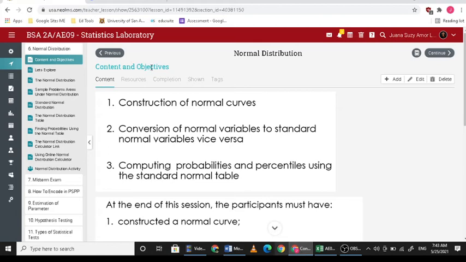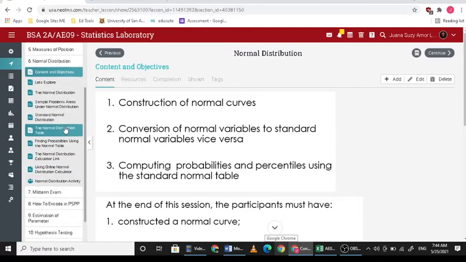So today we're going to discuss the normal distribution. This is module 5. For the normal distribution, these are the following objectives: construction of normal curves, conversion of normal variables to standard normal variables, and vice versa, computing probabilities at percentiles using the standard normal table.